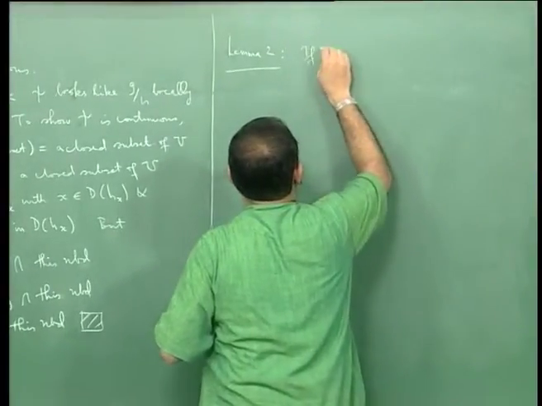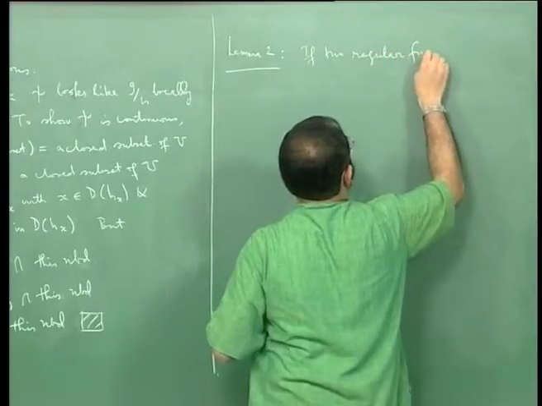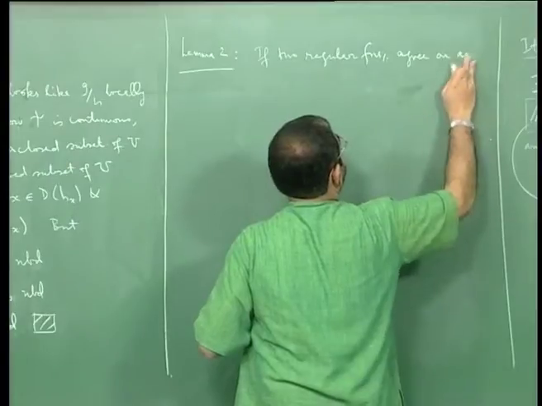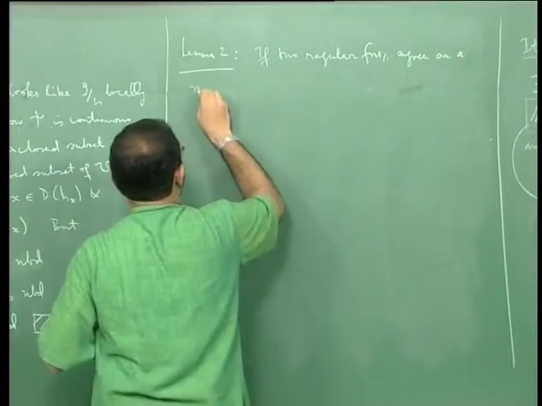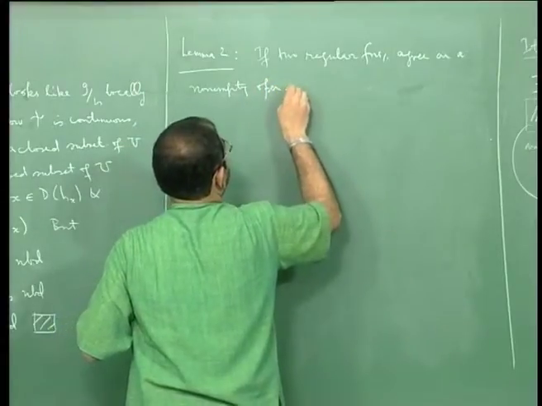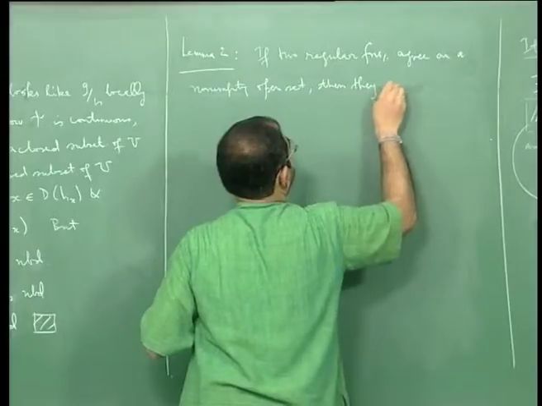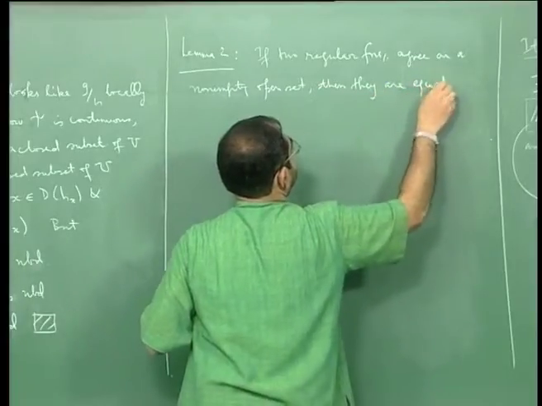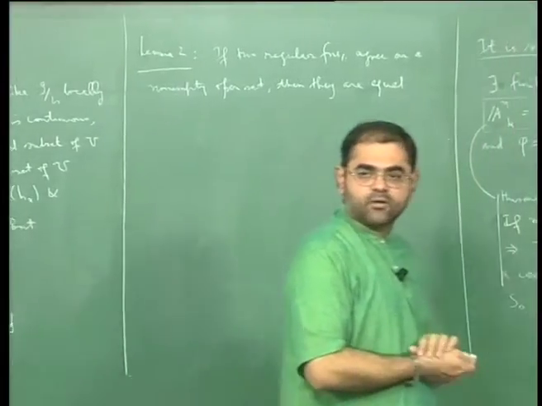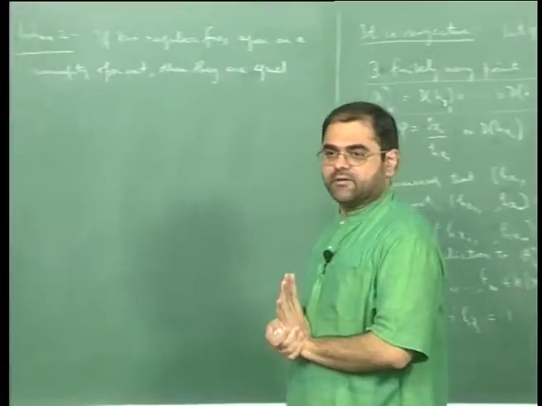If two regular functions agree on a non-empty open subset, then they are equal. If you have two regular functions, and they are equal on a non-empty open subset, then they are equal everywhere.